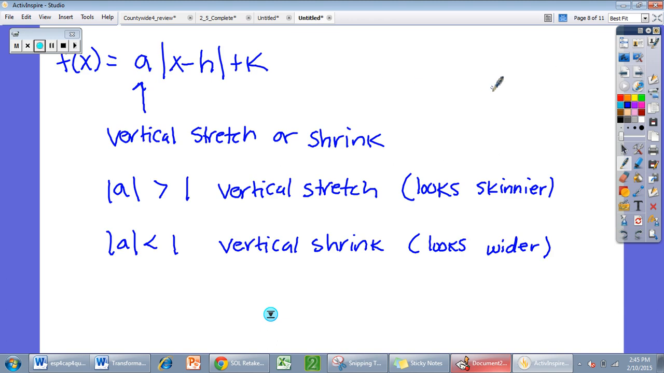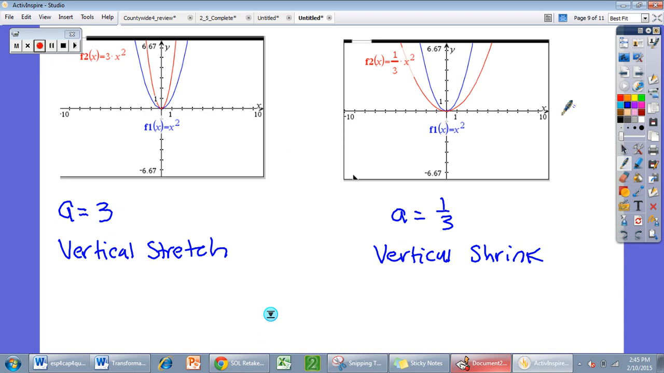Now we're looking at the number on the outside, the a value. This has to do with your vertical stretch or shrink. If that number is greater than 1, it's going to be a vertical stretch, is the vocabulary term that we call it, but it actually looks skinnier. If it's less than 1, a fraction, it's a vertical shrink, but it actually looks wider. So here are a couple examples, again with our quadratic, where the blue is our original parent function. Here we have 3x squared, so that's a vertical stretch, but you can see again how it looks skinnier.